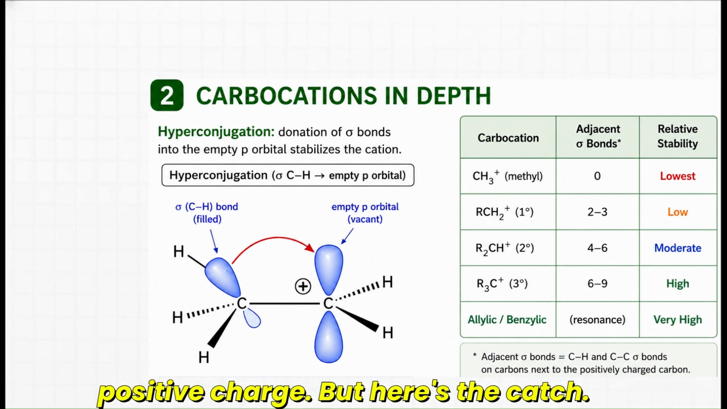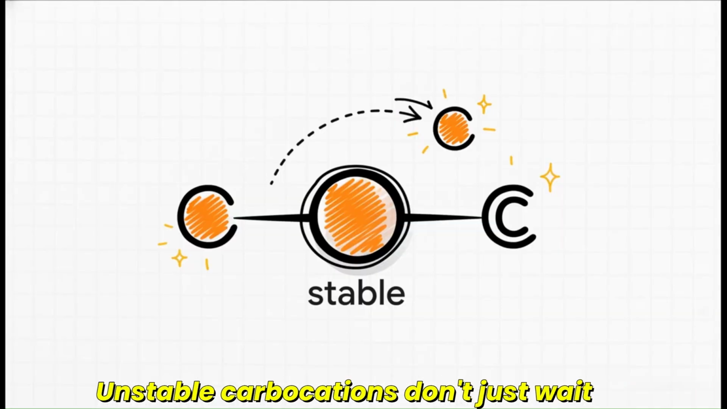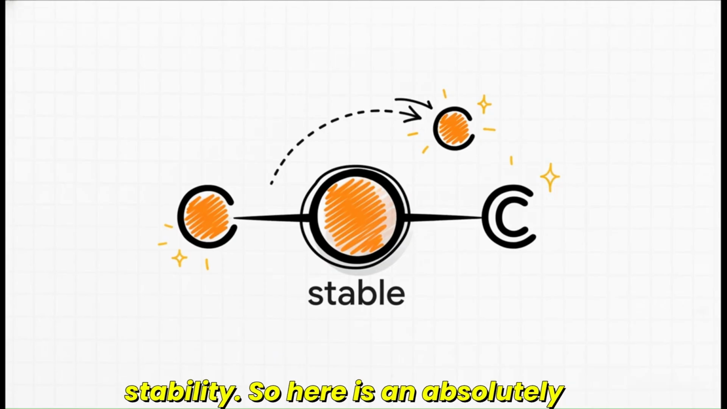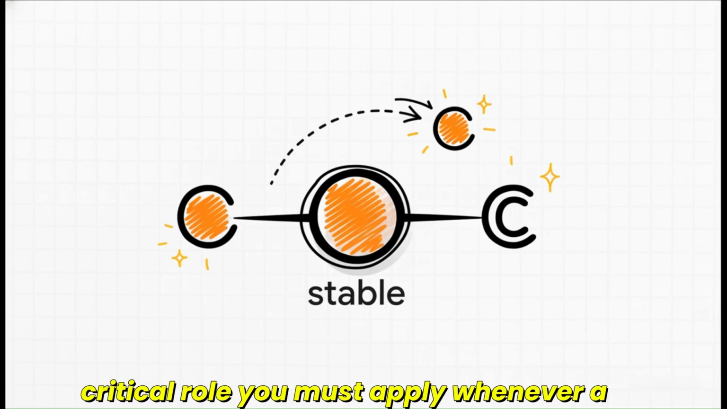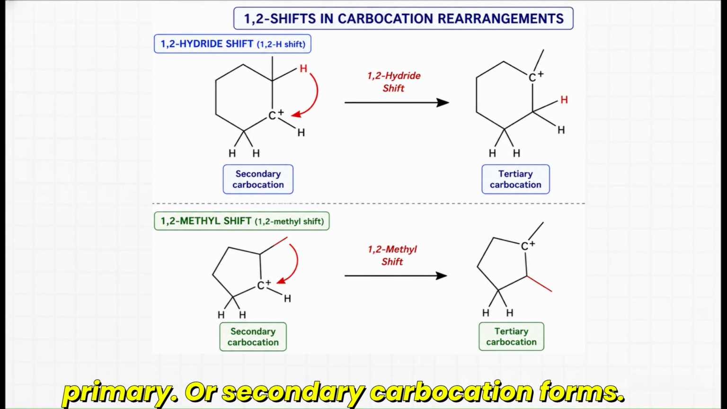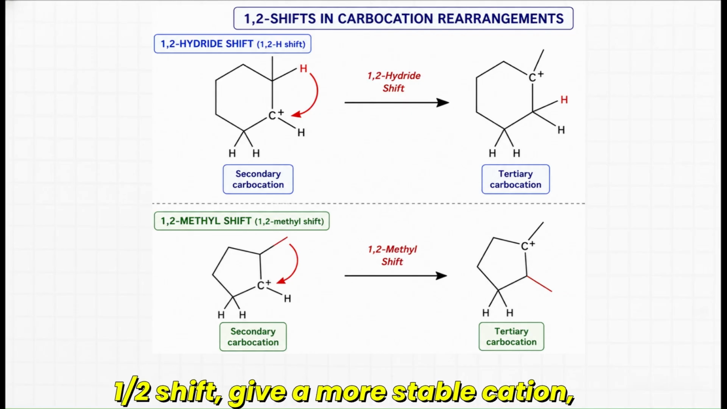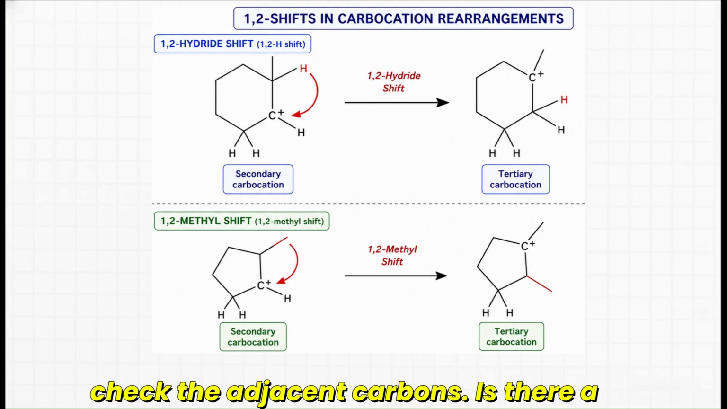But here's the catch. Unstable carbocations don't just wait around to be rescued, they actively seek stability. So here is an absolutely critical rule you must apply. Whenever a primary or secondary carbocation forms, you have to stop and ask yourself, can a 1-2 shift give a more stable cation? Check the adjacent carbons.